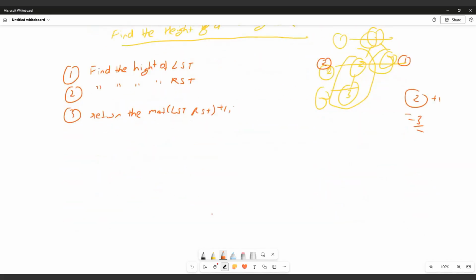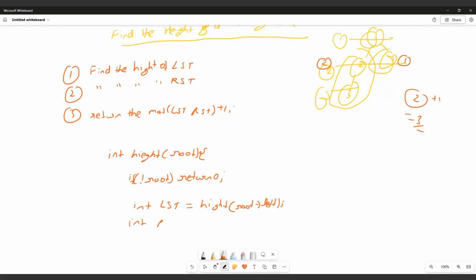So how can we write the code? The answer would be simple. int height of a binary tree, we are getting root. So do the simplest stuff first. If there is no root, there is no height. Return 0, and find the height of the left subtree, root left, and find the height of the right subtree, root right.